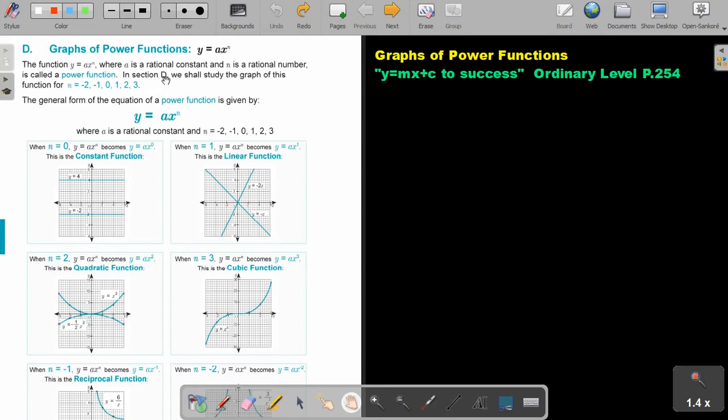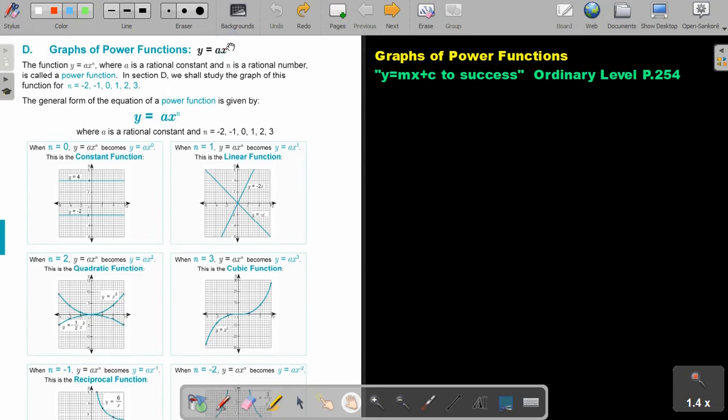In section D, we shall study the graph of this function for when n is -2, -1, 0, 1, 2, 3. So it's not just a 2 there, it can be -2, -1. We actually did already -1, but it can also be a 3. Okay, so a little bit of a variation. So the general form of the equation of a power function is given by this, where a is the rational numbers. But now, let's look at the graphs.